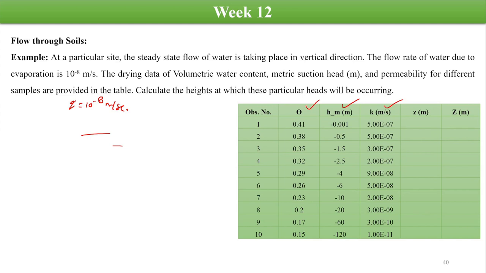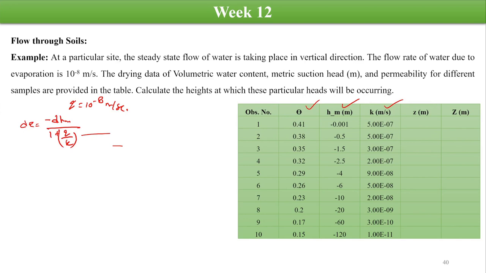So how can we do that? We know the formulation which we talked about in the theoretical class: minus dz is equal to dhm upon 1 plus q by k. Okay, we'll be using that one only.